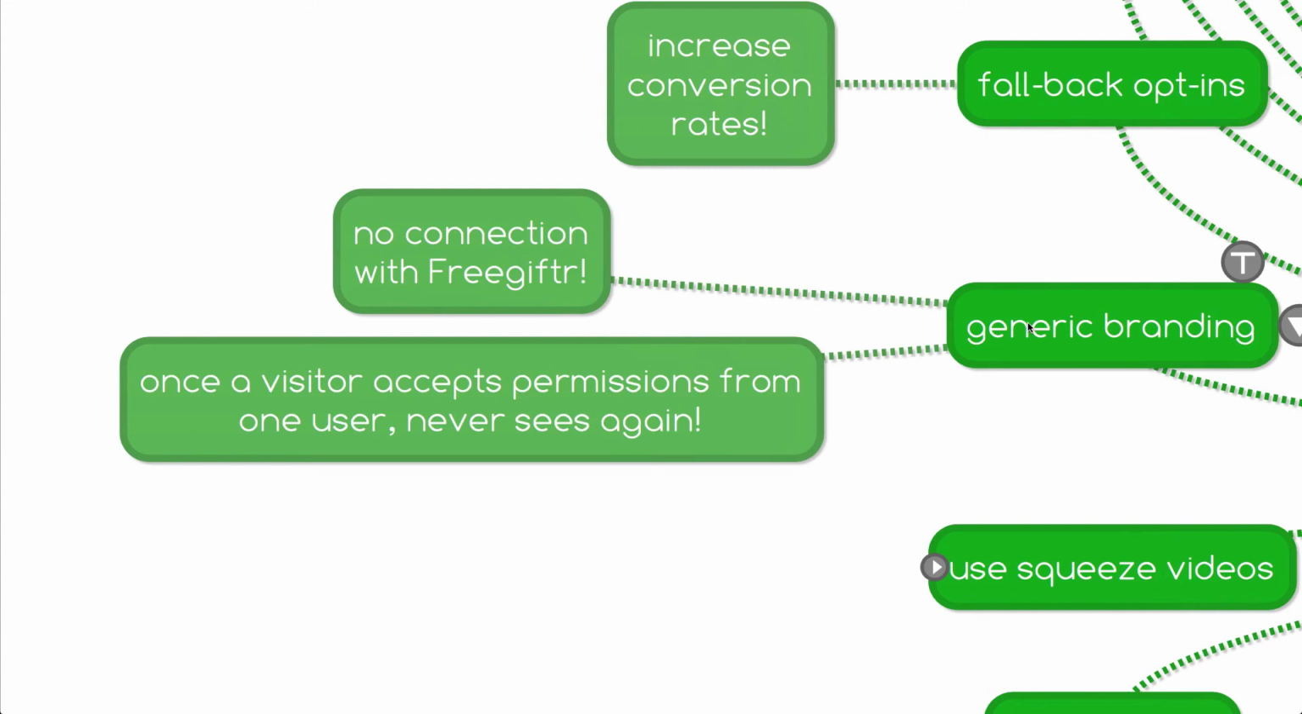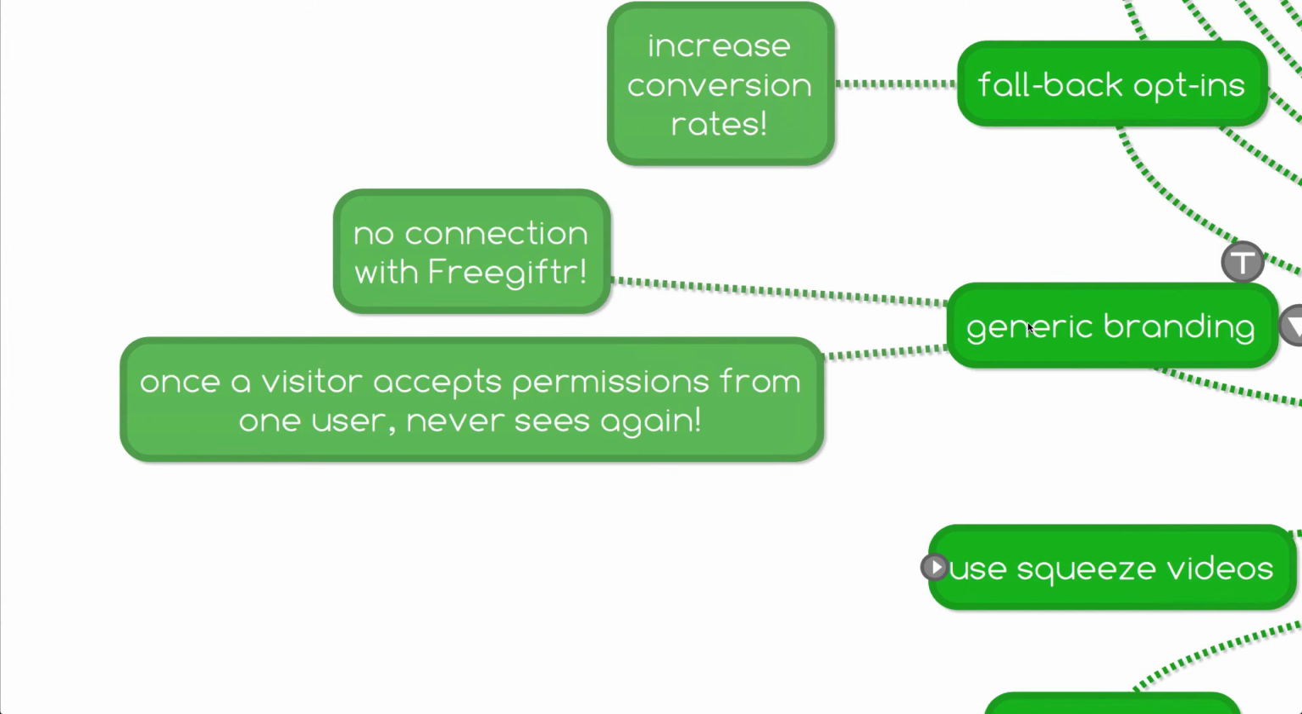Once a visitor accepts permissions from one user, they never see it again. So in other words, if Frank Kern were to use this, he doesn't yet, but hopefully he will, and his list accepts permissions going through this process, everyone who accepts permissions will never see those permissions again. So now that you are creating your free gift, when a visitor sees them, they'll never see the permissions. They'll just click it and they'll access it. It's that easy.